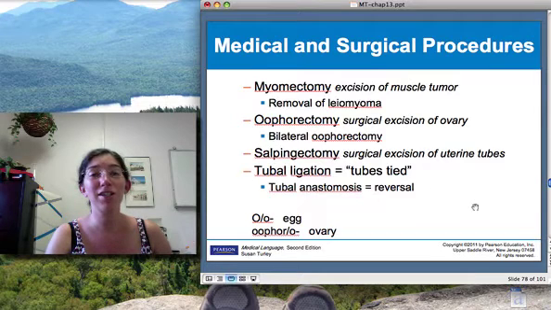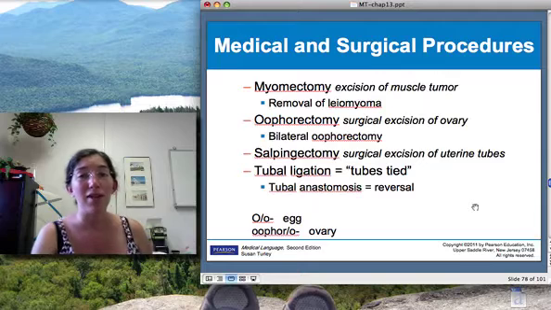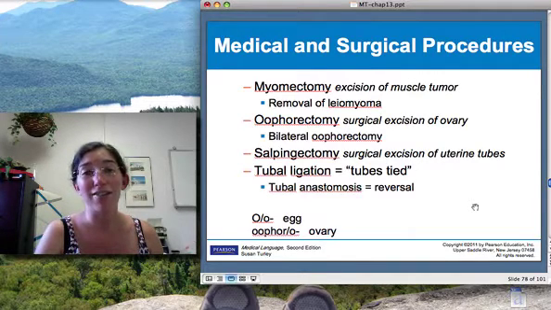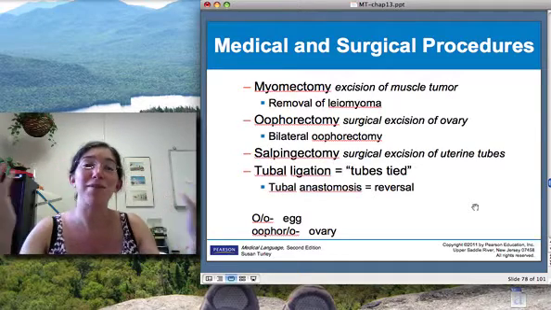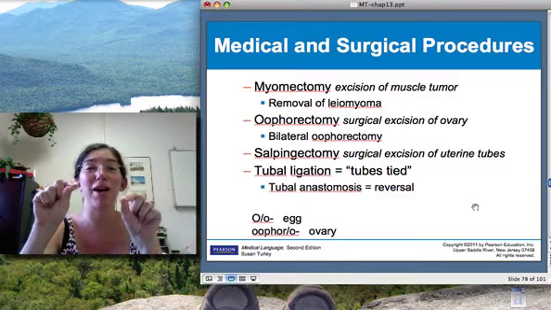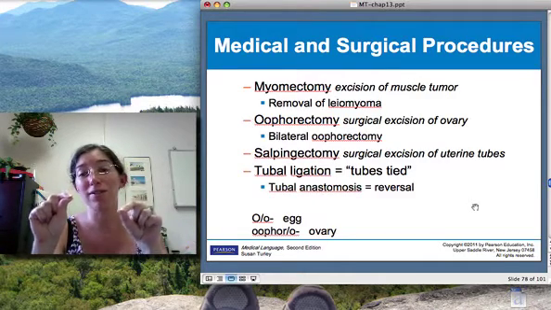Tubal ligation is the term for the female version of a vasectomy, having her tubes tied. It's exactly the same thing as a vasectomy, except that it's the fallopian tube. So they cut a small portion of the fallopian tube out and then ligate them closed.